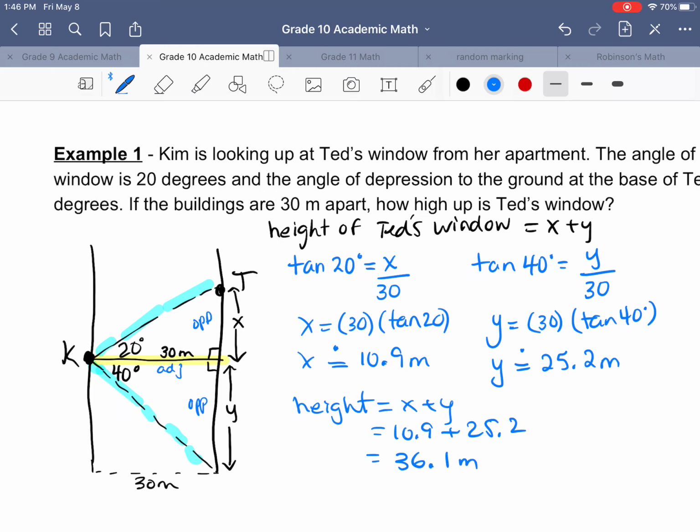Okay, so we've gone through all of our steps. So step one was to draw a well-labeled diagram. That's what we've done. Step two is to decide what strategies to use. So we chose to use primary trig ratios to solve, and now we have solved and we've rounded correctly to 1 decimal place, and we have our units here. Lastly, we need to write a summary sentence. So therefore, Ted's window is 36.1 meters off the ground.